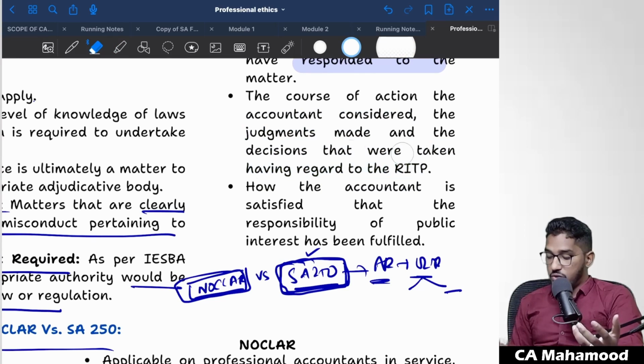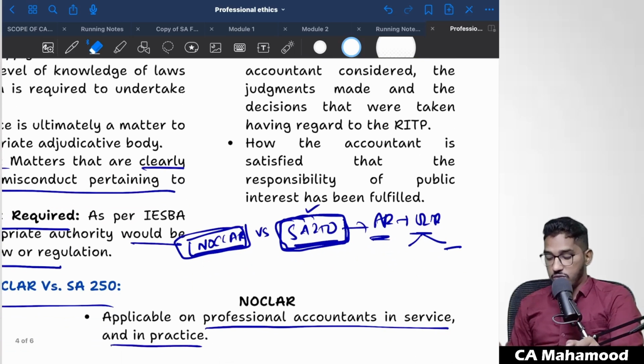So the same thing they say: the course of action the accountant considered, the judgments made, and the decisions that were taken having regard to the reasonable informed third party test. So what response you have taken, what decisions you have made, to whom you have communicated, and whether any reasonable and informed third party in your position would have also done the same thing. That test you have to do here also.